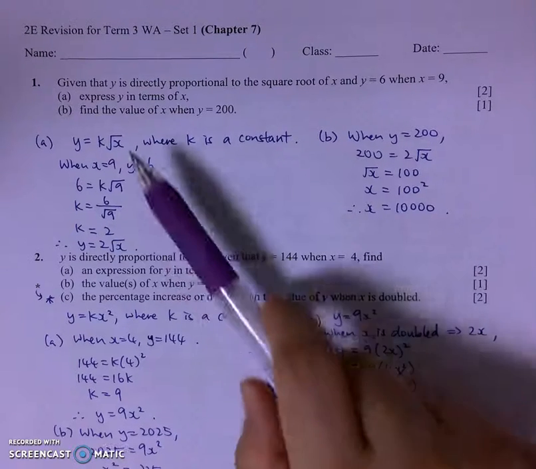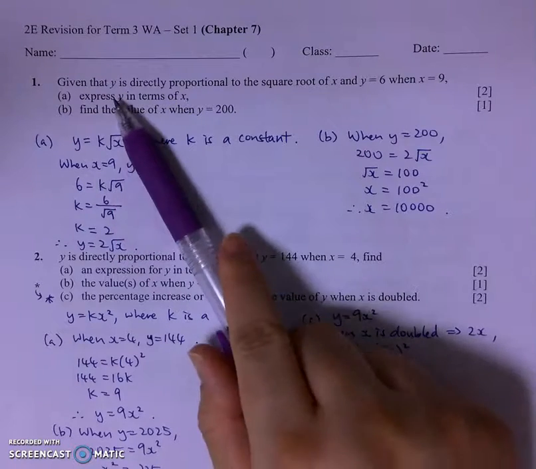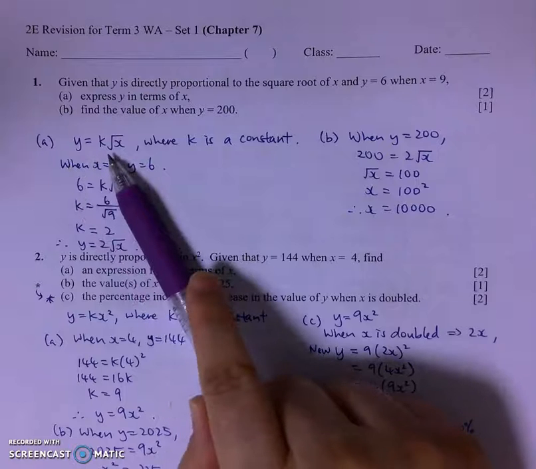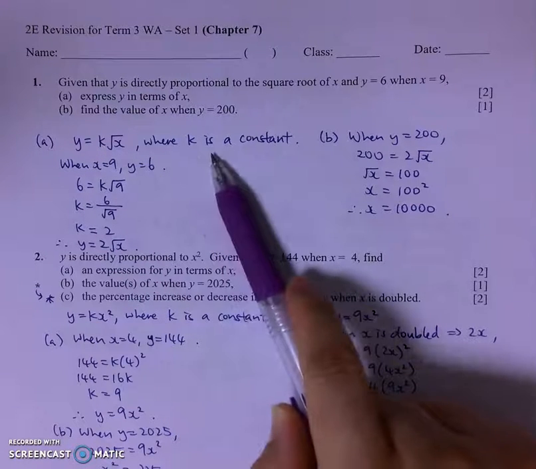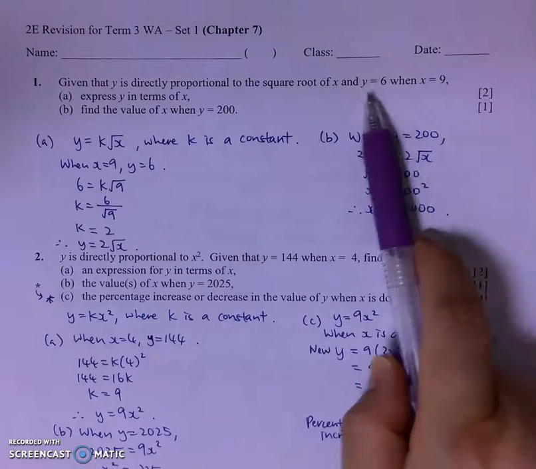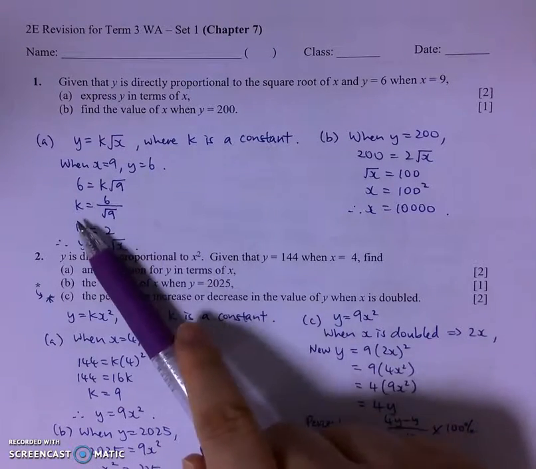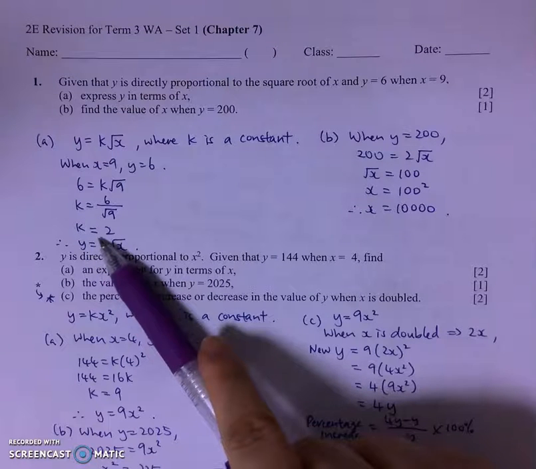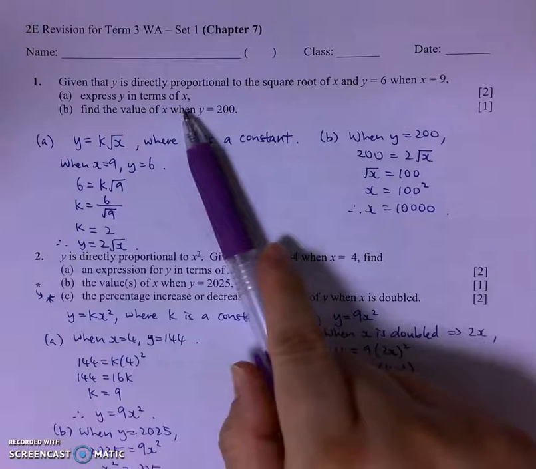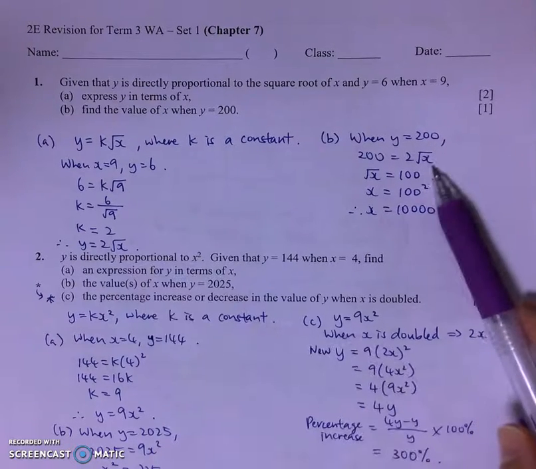So for question 1, you should be able to write down the equation when I say that y is directly proportional to the square root of x. So y equals k times the square root of x, where k is a constant. And they give you values of x and y, so I'm able to substitute the values in to find the value of the constant k, and that will help me express y in terms of x. For part B, it's a simple substitution.